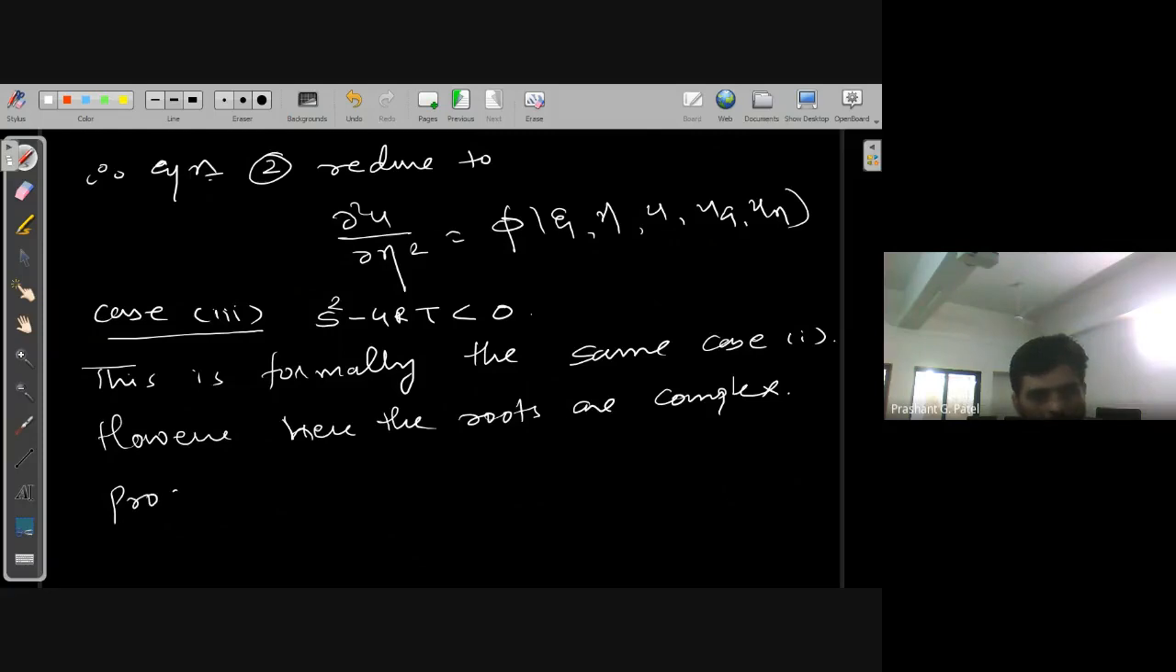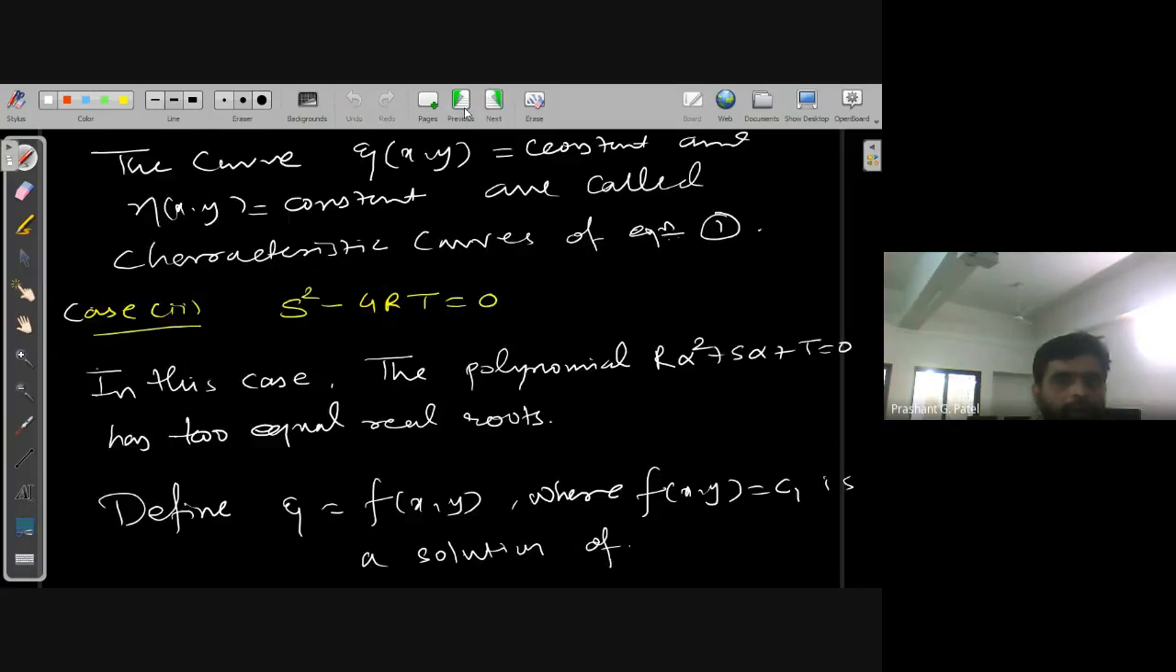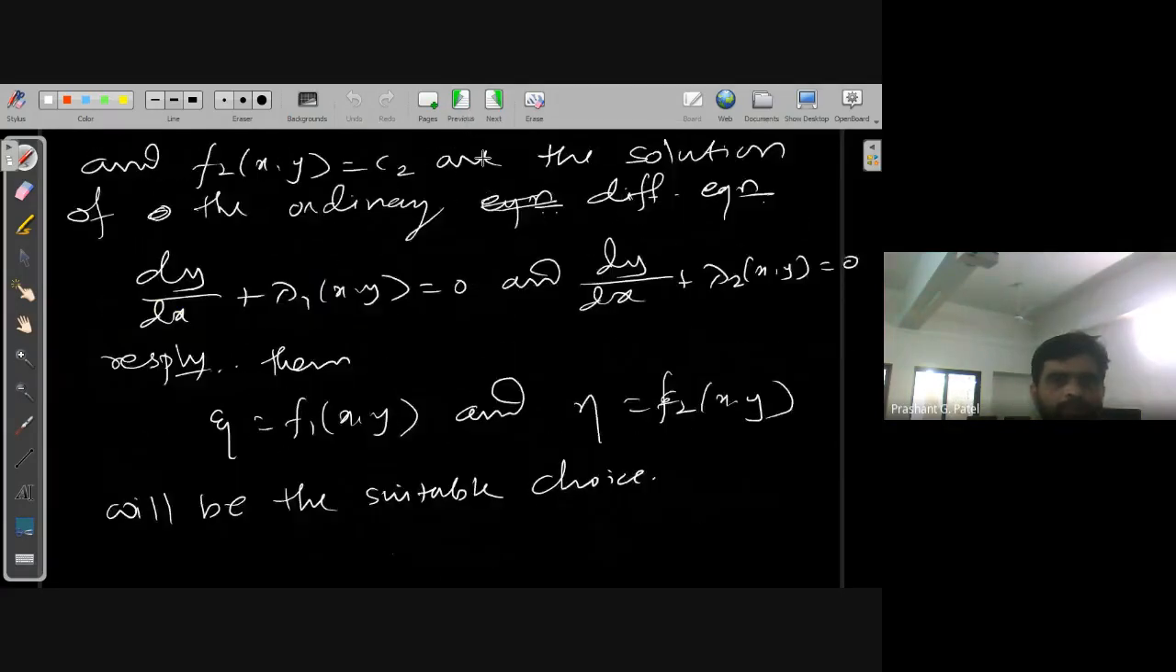Proceeding as in case 1, we find that equation 2. Whatever we did in case number 1, where we considered dy by dx equal to lambda, in this case lambda will not be a real root, it will be a complex root.